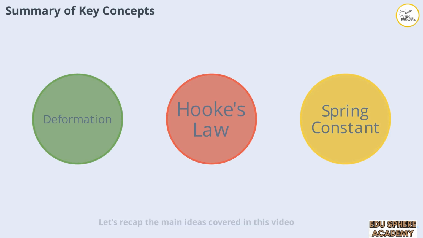Let's recap the main ideas covered in this video. Deformation is the change in shape or size due to applied forces. Hooke's law describes the relationship between force and extension for springs, up to the limit of proportionality. The spring constant measures stiffness, and different arrangements of springs affect their combined properties. Accurate measurement and understanding of these concepts are essential for physics and engineering.